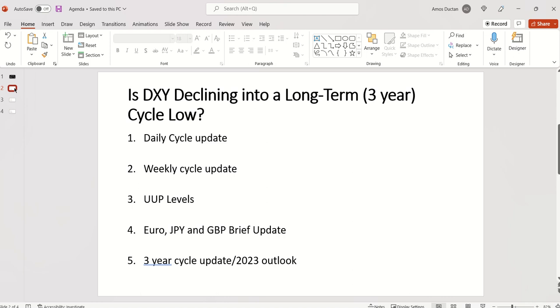And then finally, we'll do a 3-year cycle update to tie it all together. How does all of this feed into the bigger picture, which is really in a large degree a 2023 outlook, because the 3-year cycle would be over at the beginning of 2024, just about there. So really, if we're in decline, it means we're going to have a rough year for 2023. So we're going to kind of look at that. So let us jump into the charts.